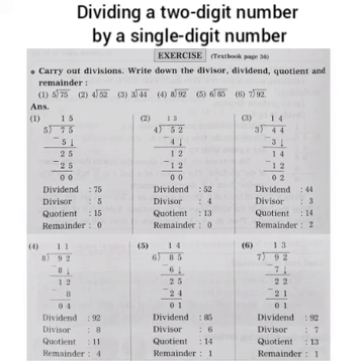Exercise from page number 36. Dividing a two-digit number by a single-digit number. The question is, carry out the divisions, write down the divisor, dividend, quotient and remainder. Number 1. 75 divided by 5. 75 means 7 tens and 5 units.